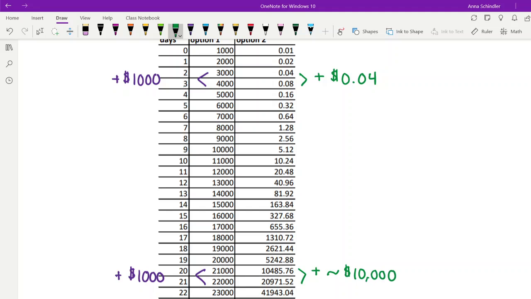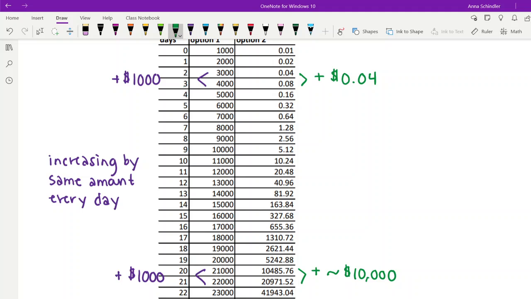So the left and the right-hand column are showing very, very different situations. This left-hand column, the first option, is a situation where the amount of money is increasing by the same amount every day. Another way of saying this, and I'll write this down on a later page, is that the rate of change is constant, right? We're always increasing the amount by $1,000.